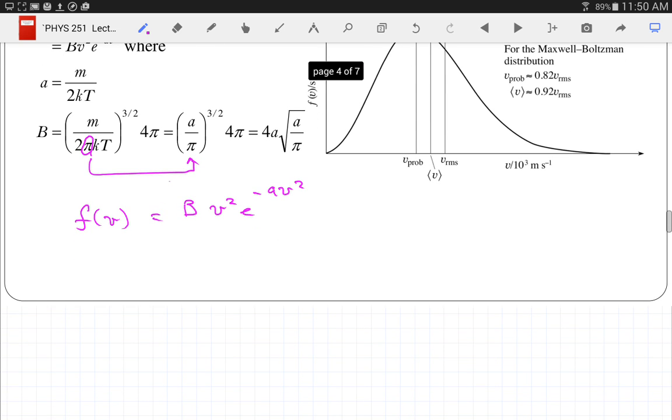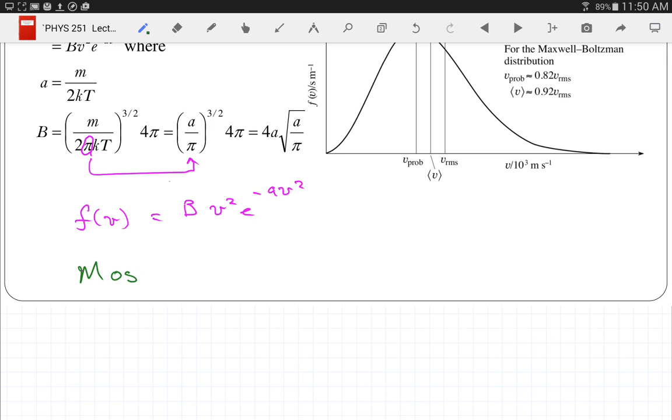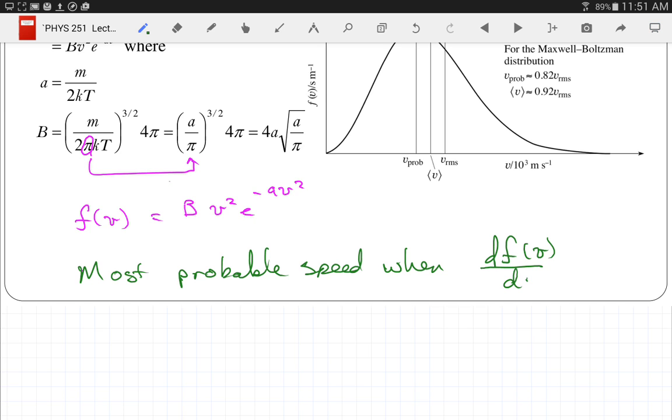So to find the most probable speed, when the derivative evaluated at the most probable speed is 0. So I'm going to take the derivative and I'm going to put, instead of v, v sub p, to say the most probable, and set it equal to 0.